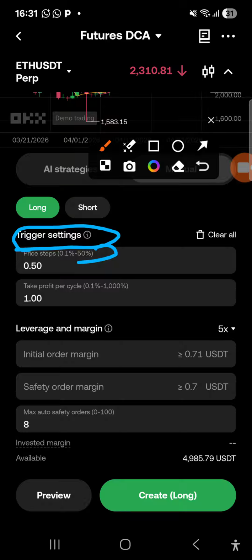Okay, for example, here it means when the price rises by 0.50%, when the price moves by 0.5%, according to your command, the robot can react according to how you have commanded it.